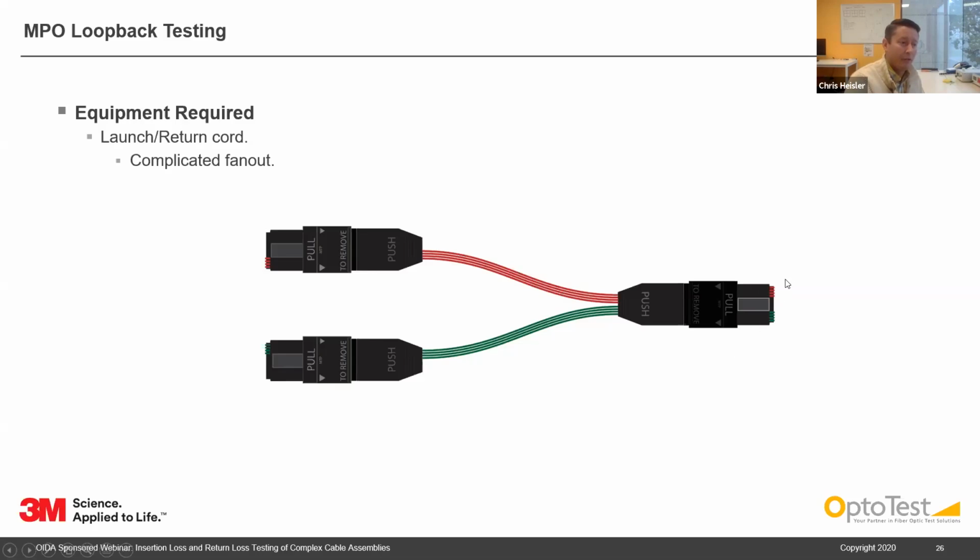We're going to populate these 4 fibers, and then on the return MPO connector, we're going to have these 4 fibers populated. So we're going to launch through here, and then it's going to go through the DUT, and then we're going to receive, or we're going to catch the return light on this connector here.